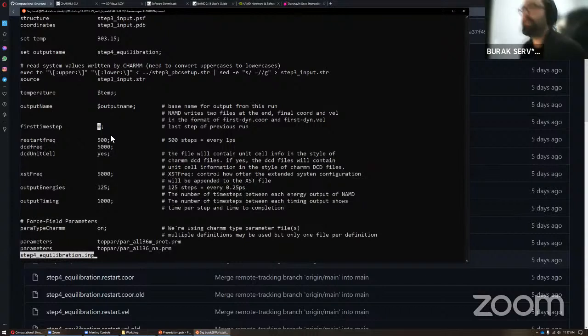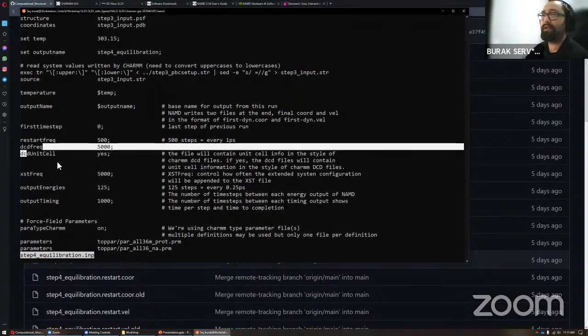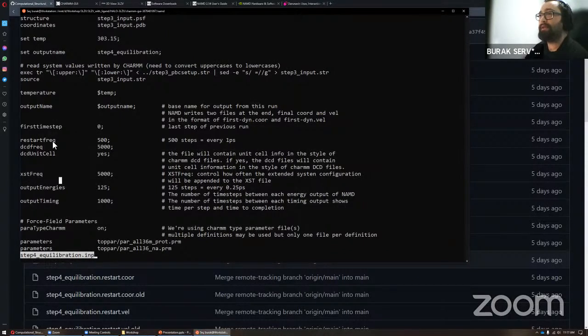Now, the next commands: restart frequency, DCD frequency, and XST frequency. These commands are about frequency. That means you can restart your steps every 1 picosecond. Then this 500 equals 1 picosecond. And for example, for output energies, you can type any value, and every 125 steps you're going to see energy values for your structure. And also for the timing part.